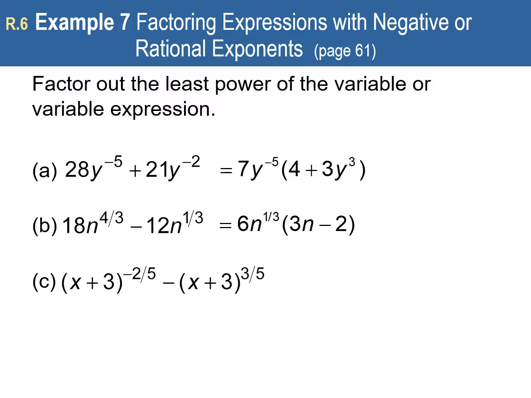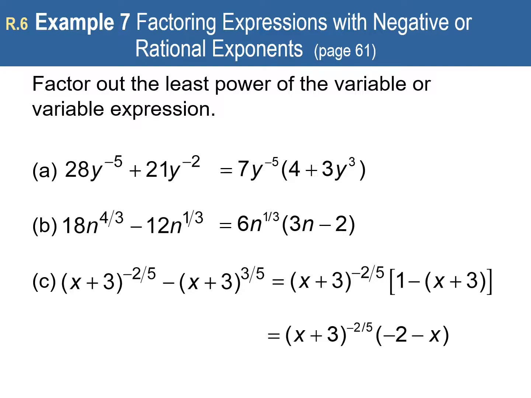For the last one, we can factor out x plus 3 to the minus 2/5, and we're left with 1 plus x minus 3. And when we simplify this, we get x plus 3 to the minus 2/5 times negative 2 minus x.